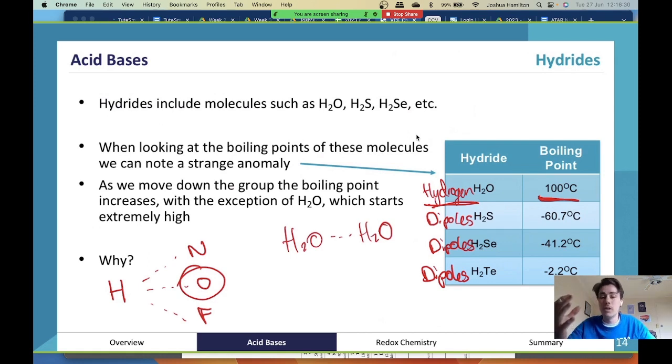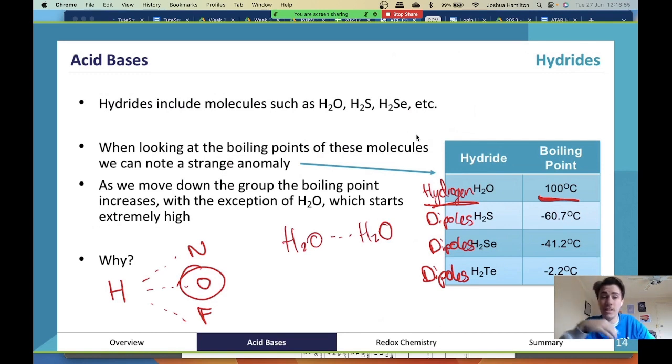Now, what sort of bonds are those? They're hydrogen bonds, but what are they? They are intermolecular bonds. It's really important to remember the difference between inter and intra. Intra is like your intranet, which is like your Moodle. It's what you use within your school. Internet is between different schools, so it's broader. So inter means between molecules, intra means within molecules.